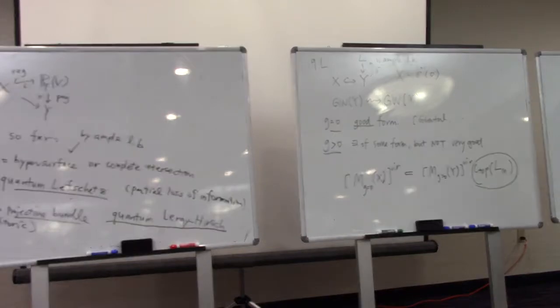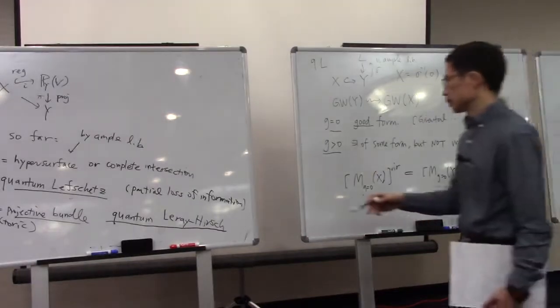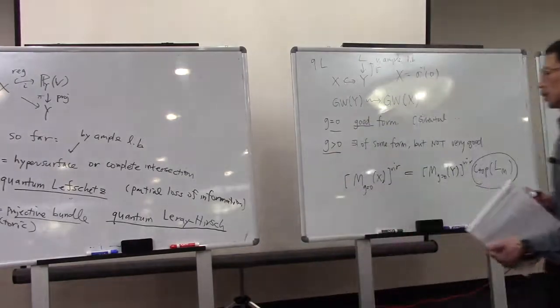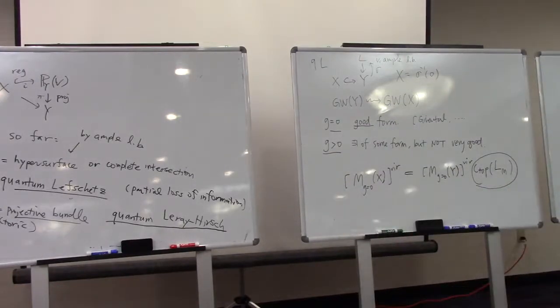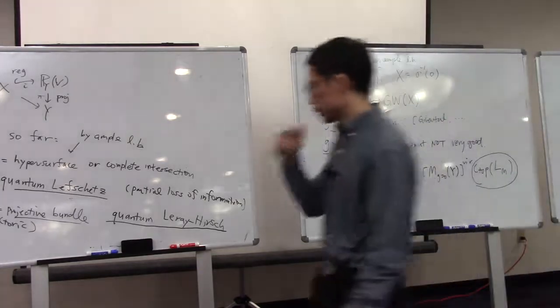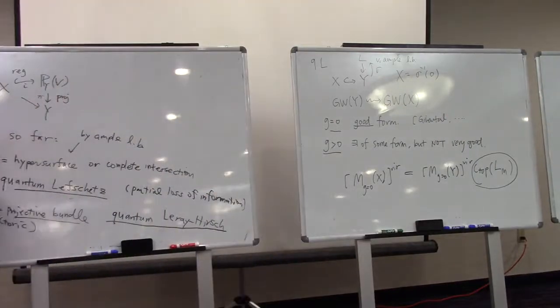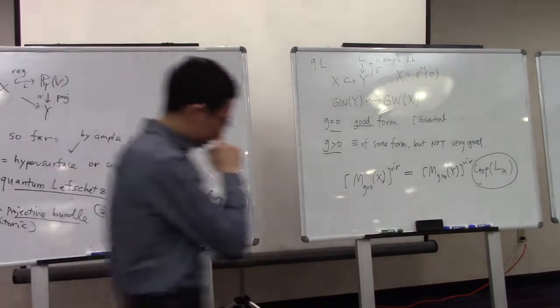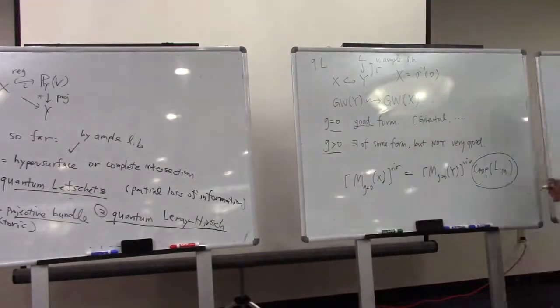And quantum Leray-Hirsch is also in pretty good form in genus 0. That's also in a very good form. I will say more about that. Okay, so now I've talked about two available tools. One is quantum Lefschetz. The second one is quantum Leray-Hirsch. So assuming we have these two tools, what can we do? And what other tools do we have?